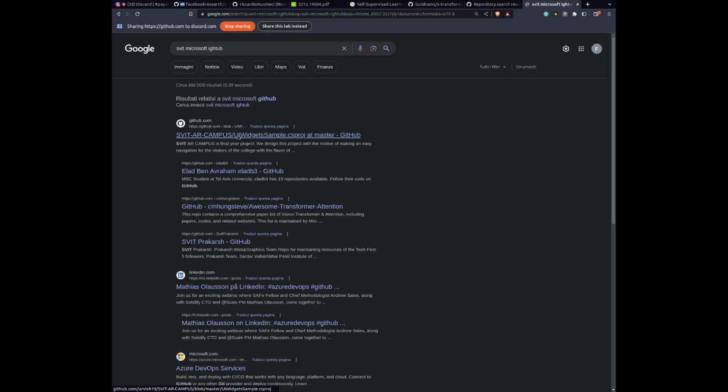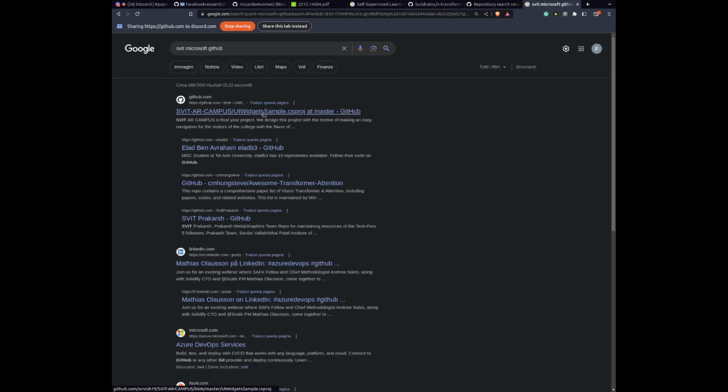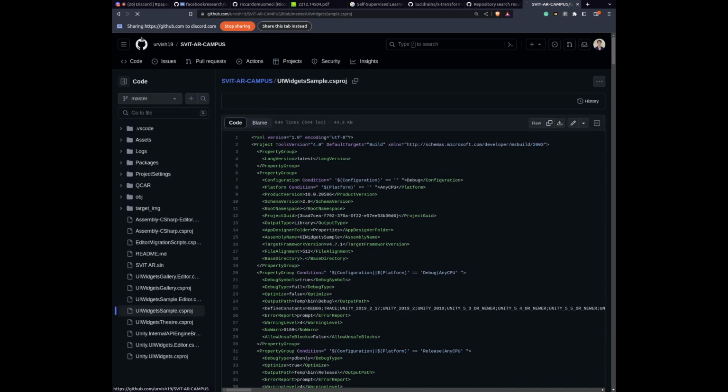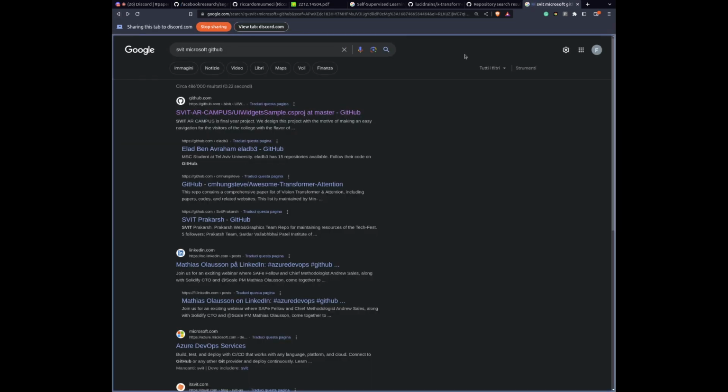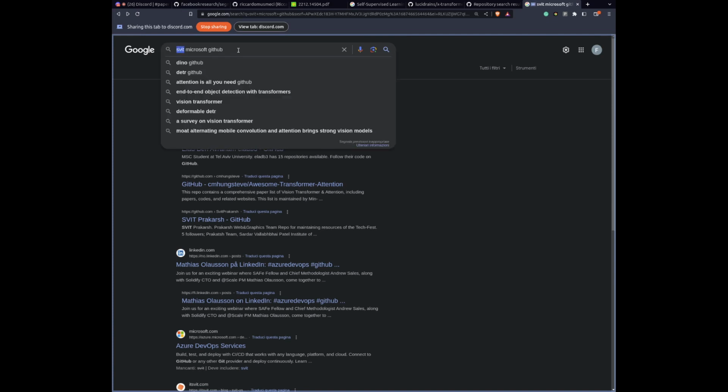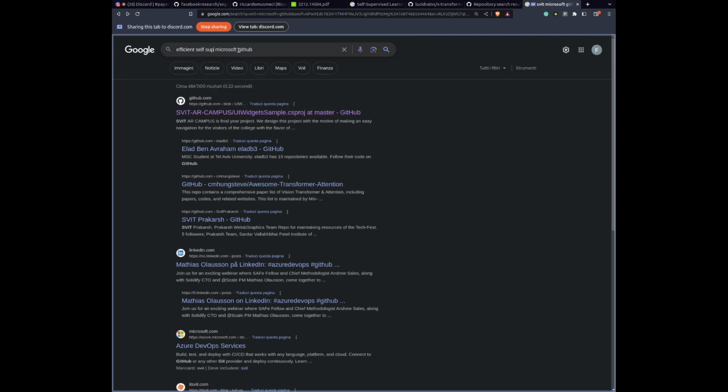I complain a lot tonight. I don't think it's this one, right? I still don't see segment anything. I don't see the other stuff. No. Look for efficient self-supervised vision transformer, and then you get the repository.